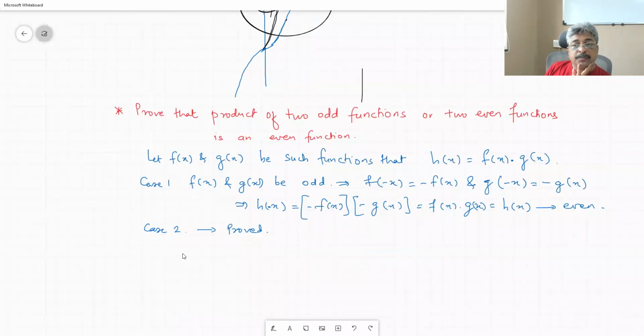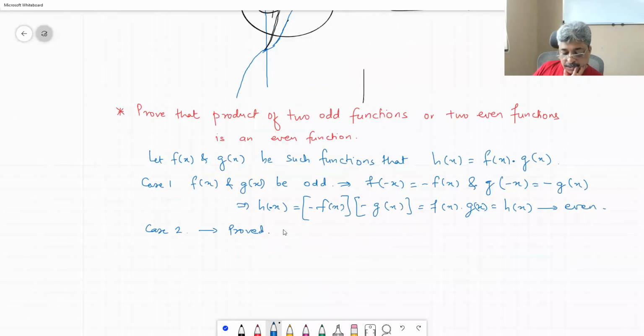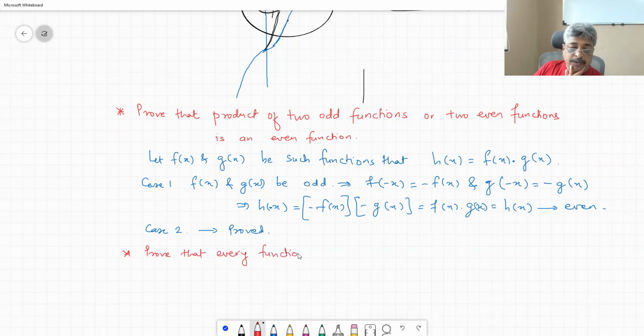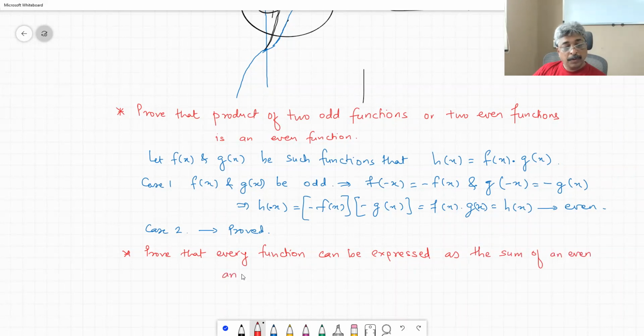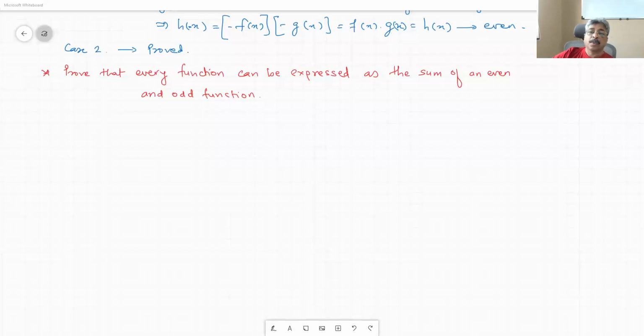Next, prove that every function can be expressed as the sum of an even and an odd function. Okay, let us look at the solution.